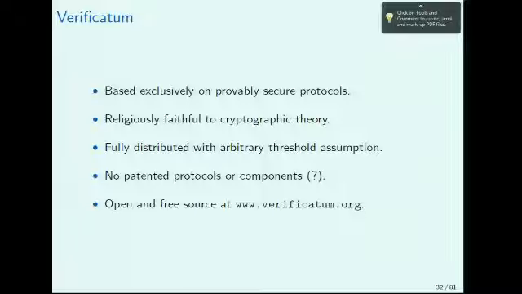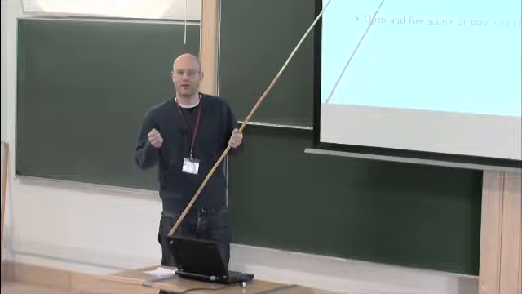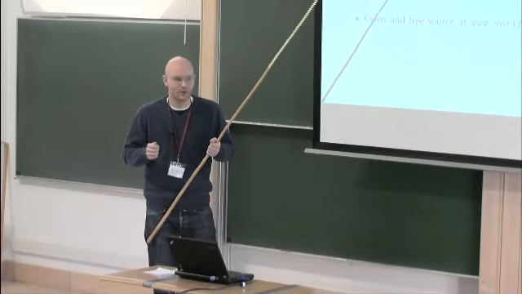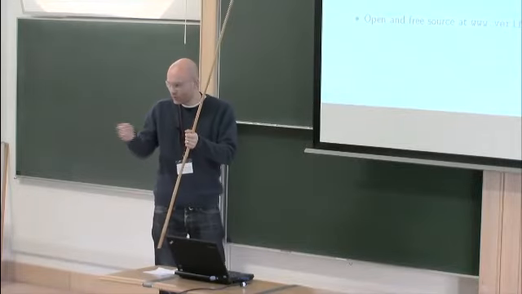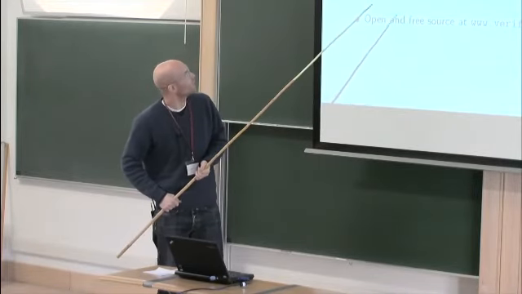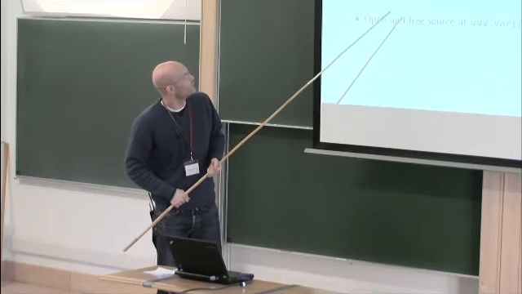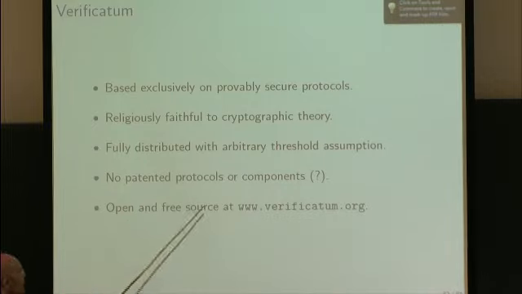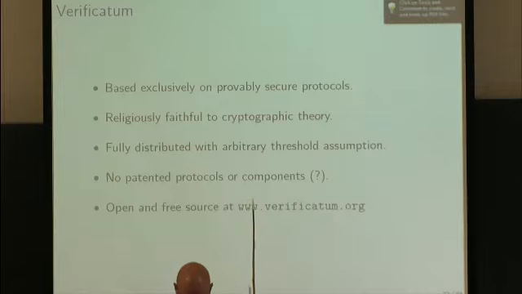Okay, so my implementation is based exclusively on provably secure protocols, and I'm trying really hard to be faithful to cryptographic theory. So for example, when I'm using a CCA-secure cryptosystem, I really have a labeled cryptosystem where tags are globally unique for the particular protocol instance, so you cannot move things around in the protocol and stuff like that. And it's fully distributed, and I hope that there are no patented protocols, but I'm probably wrong about this. I'm not a lawyer. Yeah, and it's open and free. Go ahead and try it and so on.